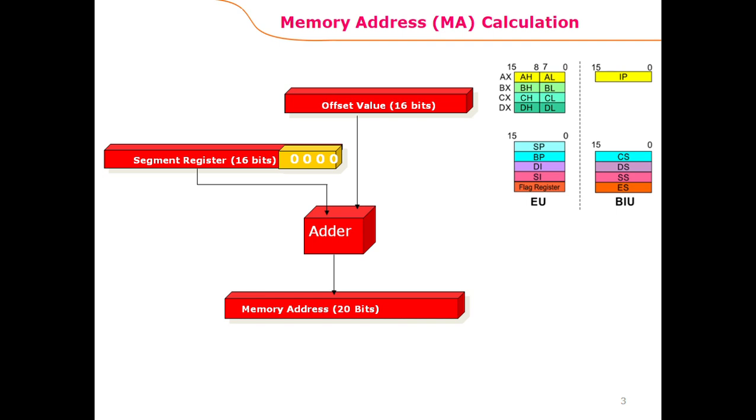So in coming slides, whenever we are talking about memory accesses, the memory address is calculated this way. A segment is accessed, and that number in the segment is left shifted by one hexadecimal digit, and then a 16-bit offset value computed through different ways defined by the addressing modes, and then finally a 20-bit physical address is computed.